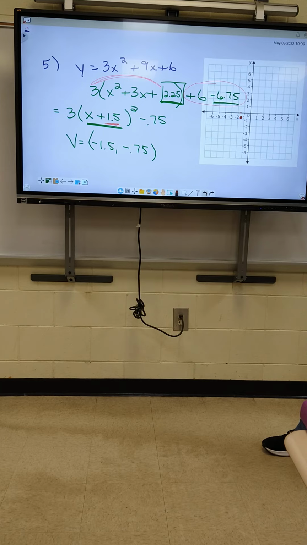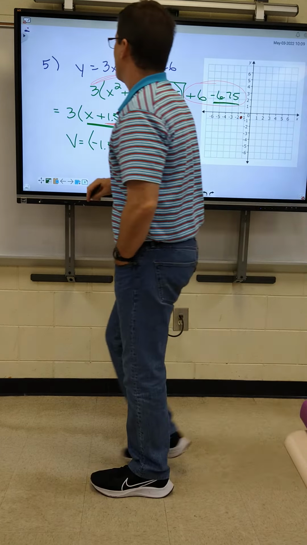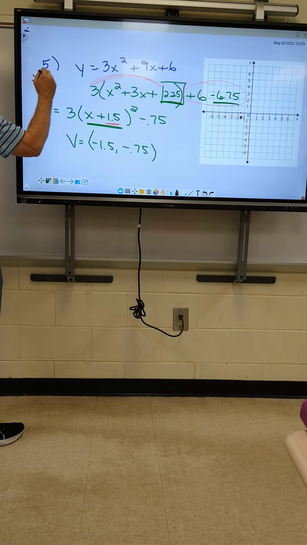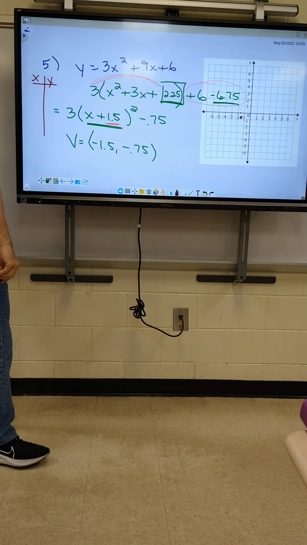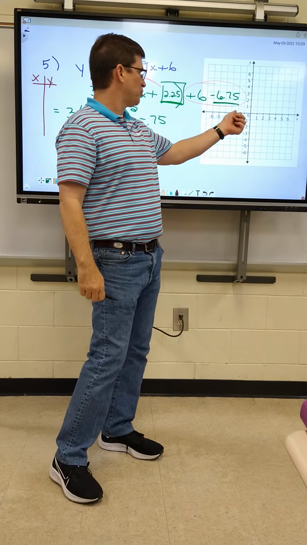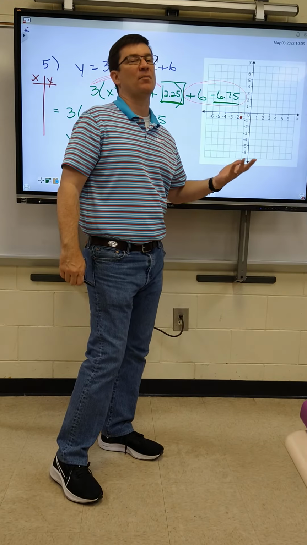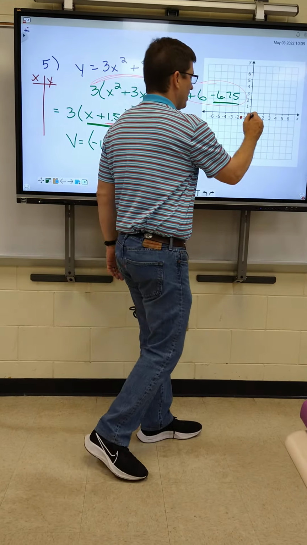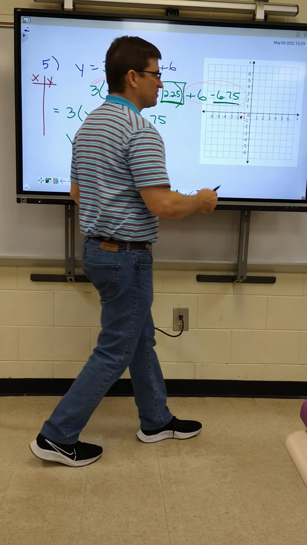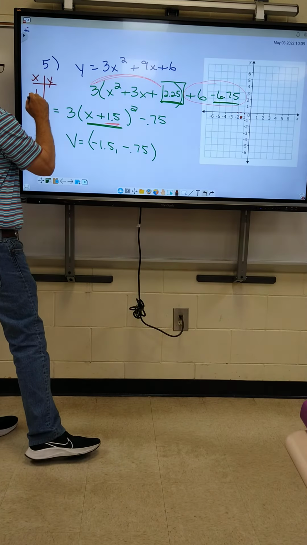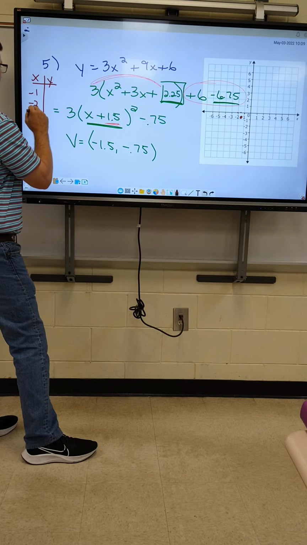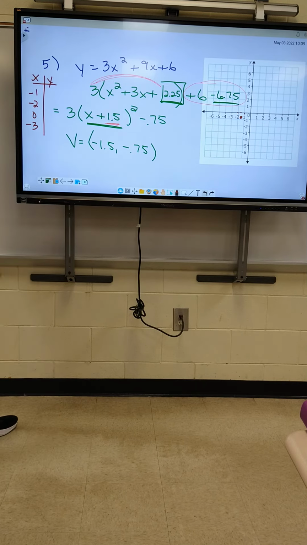Now, some kids in first block had trouble picking their 4 numbers, so let's pick them. They were saying, hey, let's plug in negative 2.5, negative 3.5. I would not plug in decimals. I would plug in negative 1 and negative 2 on the right and left. And I would plug in 0 and negative 3, 2 on the right, 2 on the left.